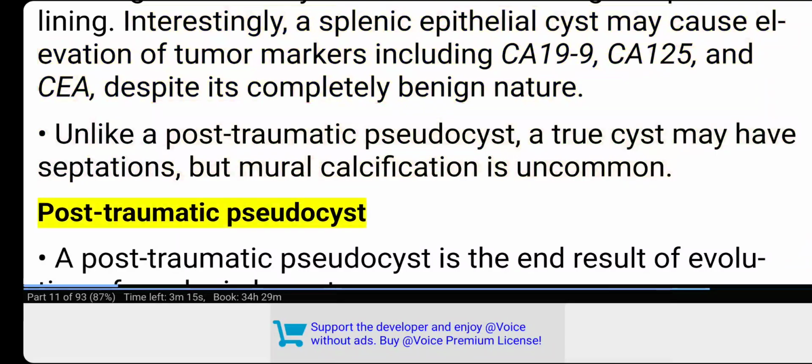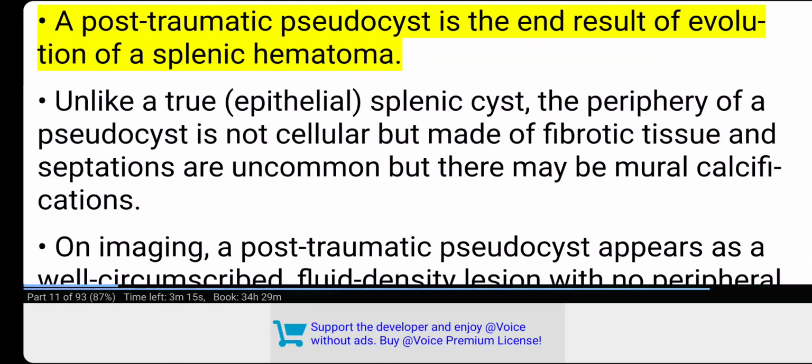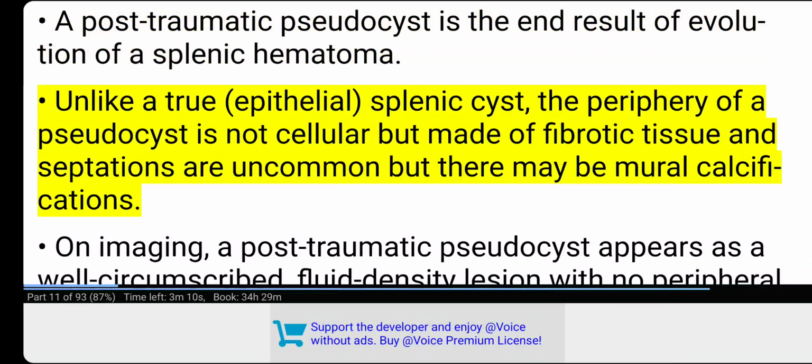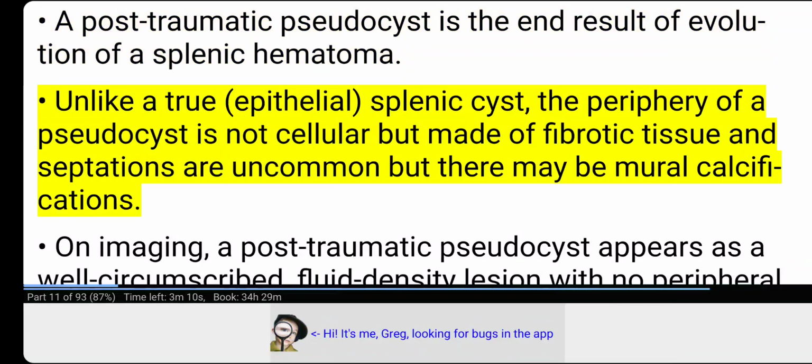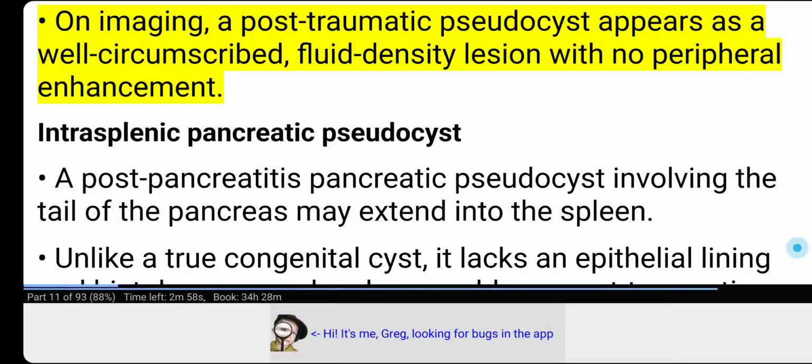Post-traumatic pseudocyst. A post-traumatic pseudocyst is the end result of evolution of a splenic hematoma. Unlike a true epithelial splenic cyst, the periphery of a pseudocyst is not cellular but made of fibrotic tissue, and septations are uncommon, but there may be mural calcifications. On imaging, a post-traumatic pseudocyst appears as a well-circumscribed, fluid-density lesion with no peripheral enhancement.